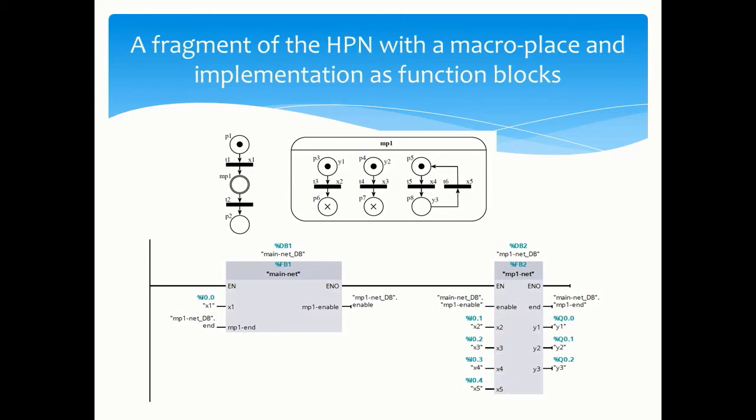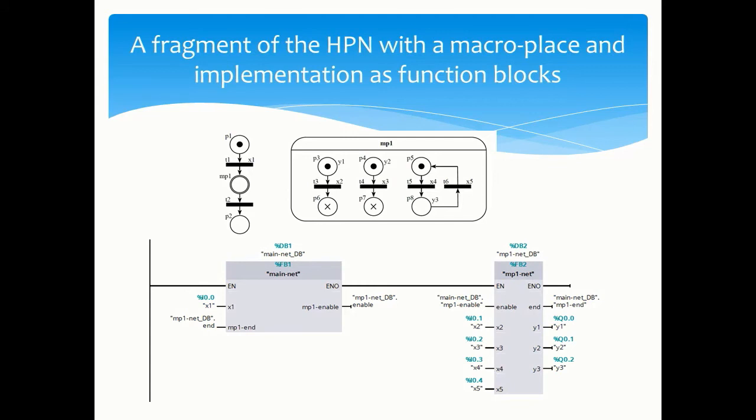numerous instances when needed. The figure shows the call of two function blocks, mainnet and MP1net, realizing the basic network and the subnetwork associated with the MP1 macro place, respectively. Since only one input synchronization signal X1, associated with the transition T1, is distinguished in the basic network, the interface of the mainnet block has only one input signal of the same name and the corresponding input signal has been assigned to it.